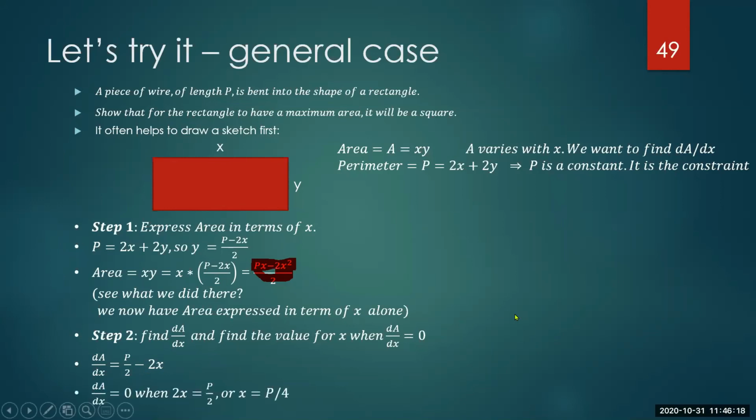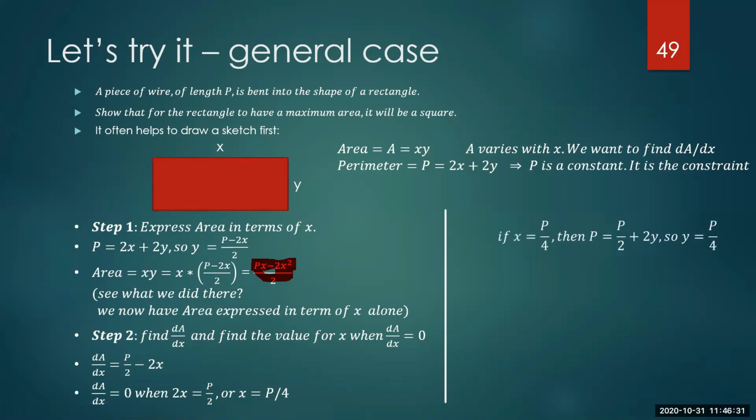And so we want to set that to 0. dA/dx is equal to 0 when 2x is equal to p over 2, or in other words, when x is equal to p over 4. And so we'll continue our work here on the right-hand side. If x is equal to p over 4, then p is equal to p over 2 plus 2y. So y also has to be equal to p over 4.